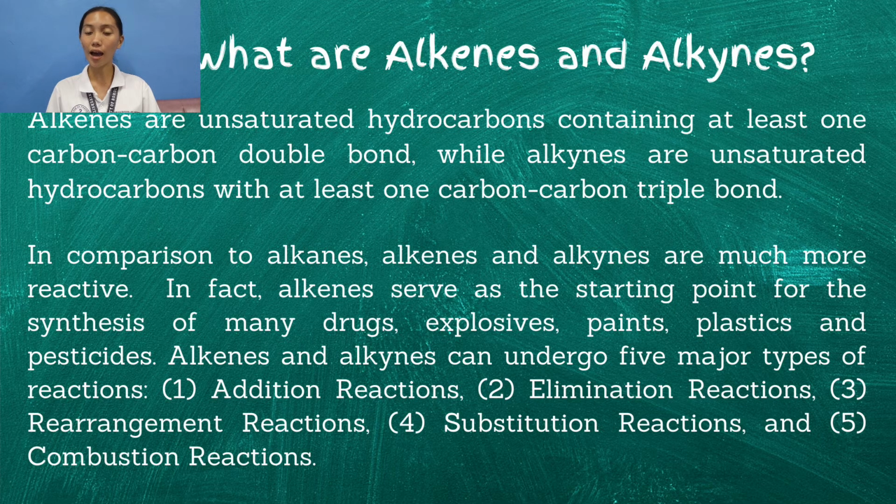Alkenes can undergo 5 major types of reactions. We have combustion reactions, addition reactions, elimination reactions, substitution reactions, and rearrangement reactions. These double and triple bonds make alkenes and alkynes more reactive than alkanes. They're used to create a variety of important products. Alkenes can undergo various reactions, which will be explained and elaborated in this discussion.